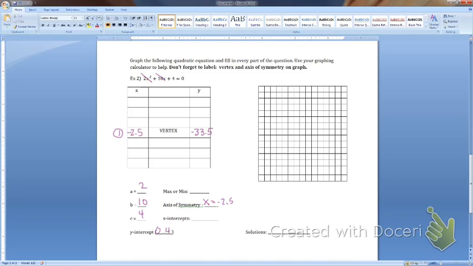Also we can figure out if it has a max or min. Remember our a is positive. If it's positive, that means it opens up, and so this has a minimum. Okay, so we said this was step number 1: negative 2.5, negative 33.5.